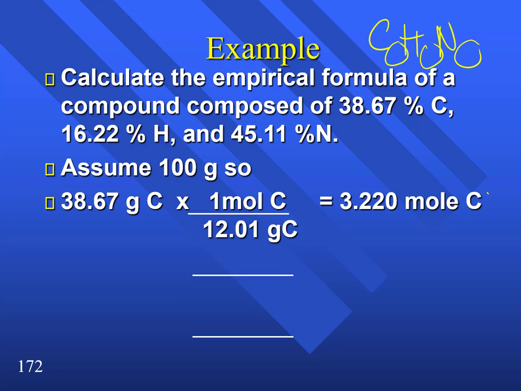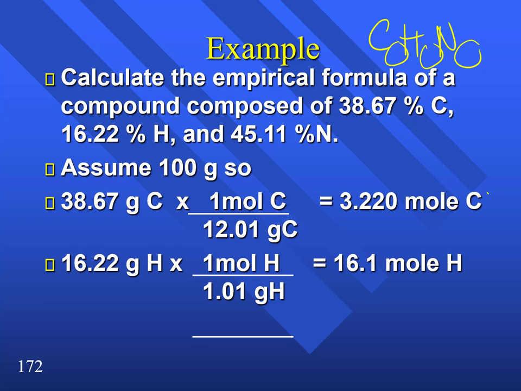Okay. So, that's 3.22 moles of carbon. That's not a whole number. It's not supposed to be. Same thing with hydrogen. 16.22 grams of hydrogen, because there was 16.22% hydrogen. Take grams of hydrogen, turn into moles of hydrogen. 16.1, not a whole number.